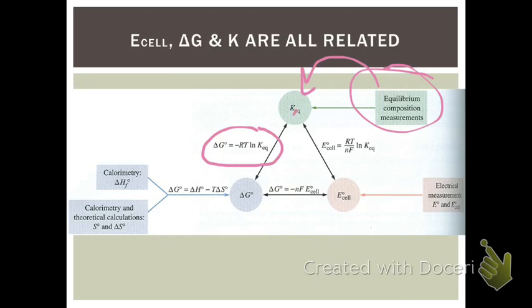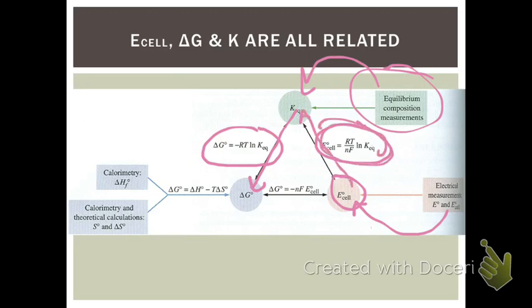Once you have that, you can either go to delta G using the equation I just spoke about, or you can go to delta E using this equation: RT over nF is the ln of K. Then you can get to delta E, or you can get to E by using the reduction and oxidation potentials. And then you can go to K using this equation, or you can go to G using delta G is negative nF E naught cell.